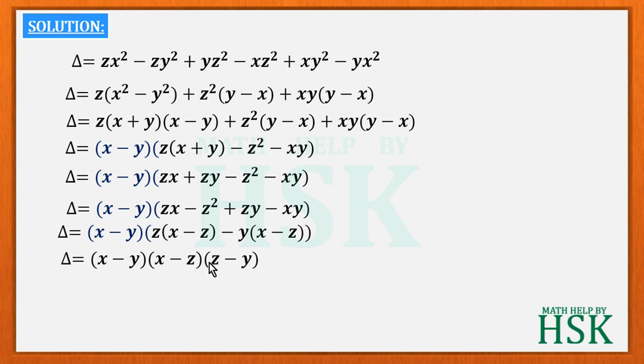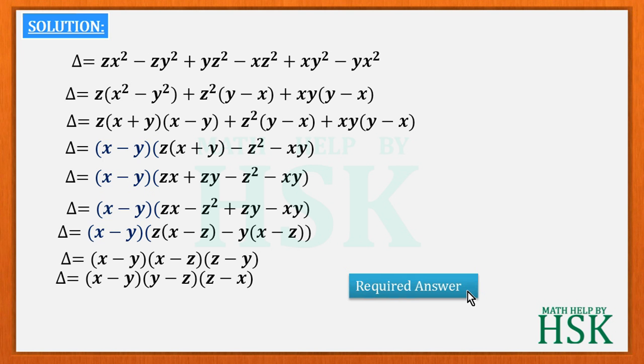And if I take the minus sign common and multiply it in this bracket, these terms would be arranged in a proper manner like this: x minus y into y minus z, taking the minus sign common and multiplying in this bracket. So this will be equal to x minus y, y minus z and z minus x, and this is our required answer. So this is how we are going to solve this question.